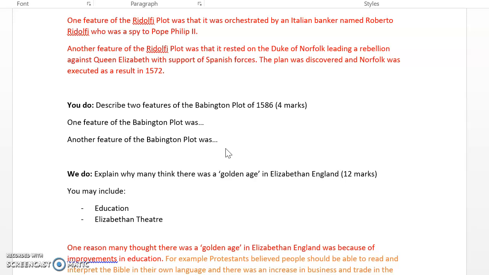Okay, so what I would like you to do, please, with that information I've just read you, is to answer that 4-mark question: describe two features of the Babington Plot. If you want to listen to it again, go back and listen to it. But one feature of the Babington Plot was, another feature of the Babington Plot was. Make sure you use factual information.